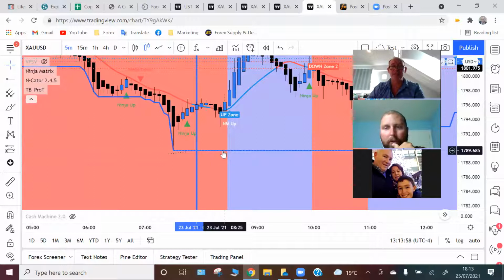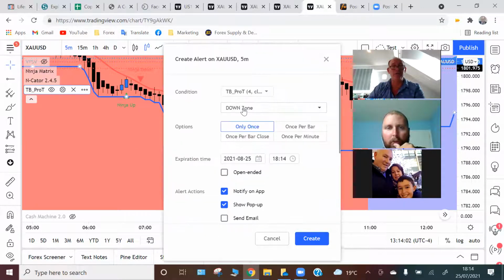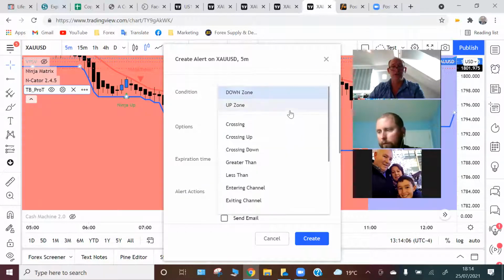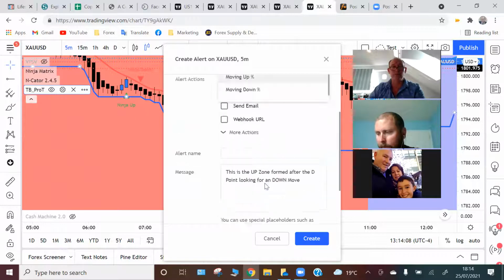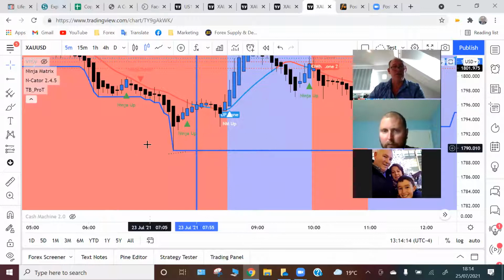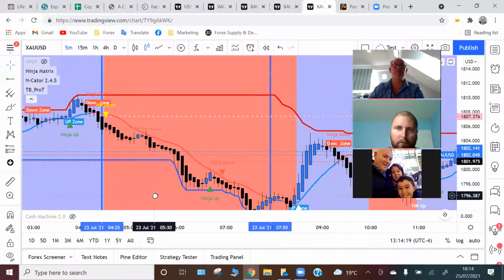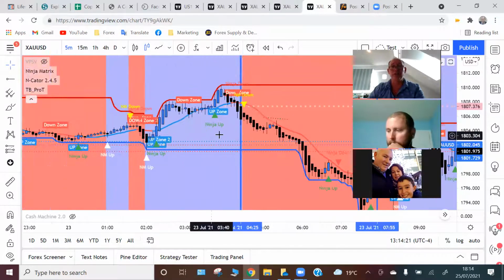So it's just an idea. I believe you can set an alert on that. Let me just check. Trend zone. Let me see, less than. I've not actually entered one in this before. I'll have to look into whether you can set an alert on that. But this was supposed to be the potential upgrade to the Ninjacator, because it's got the zones.